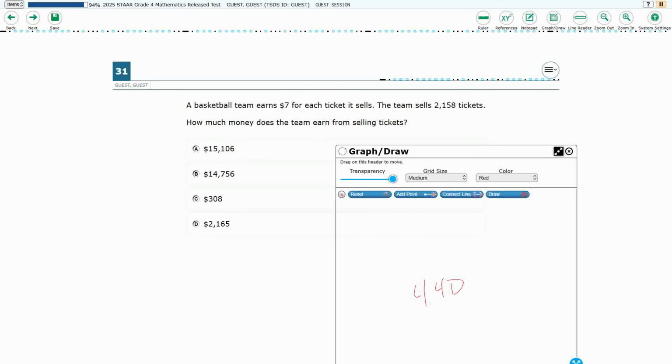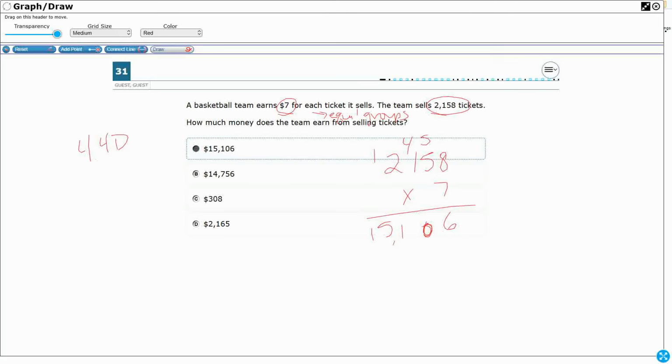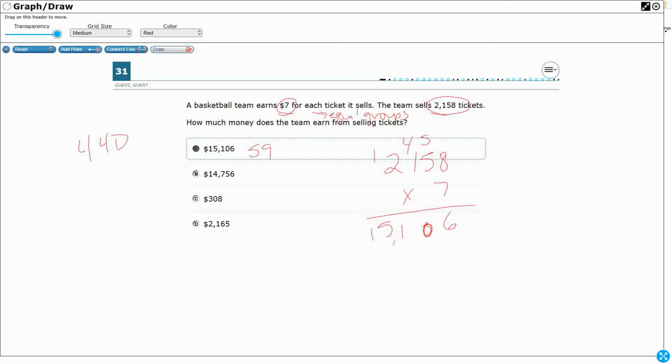15,106. We were able to get 59% of our students to get this correct. So that's pretty good. And if you look at the other answer choices, not one of them really stood out. Those are just incorrect ways to multiply. This is actually division, so that's kind of scary. But these are just where we forget to carry something, or put an extra zero somewhere, things like that. That's how we get these distractors.